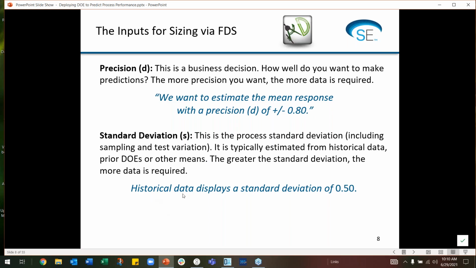So we might say that historical data shows a standard deviation of 0.5. So now we have our two numbers, our D and our S. And in just a little bit, I'll show you how we're going to put those into our FDS graph.